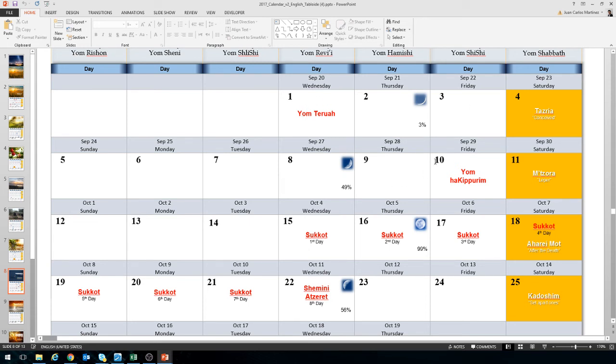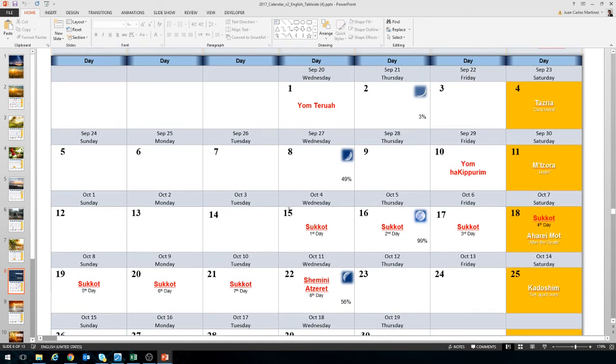Then we have, on the 10th of the month, Yom HaKippurim. Keep in mind that we need to celebrate on the evening of the 9th, so the entire 9th until the evening of the 10th. That's Yom HaKippurim. It starts on September 28th and completes on the evening of September 29th, just the night before the Shabbat. Okay, Sukkot we start on the 15th, on October the 4th, and it lasts 7 days.